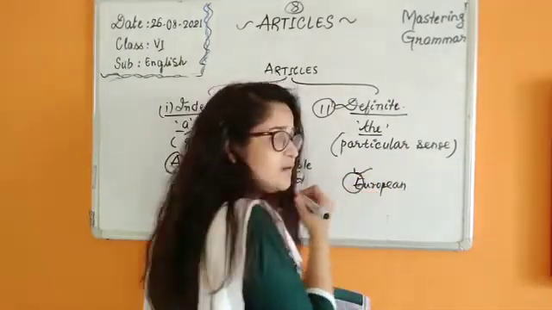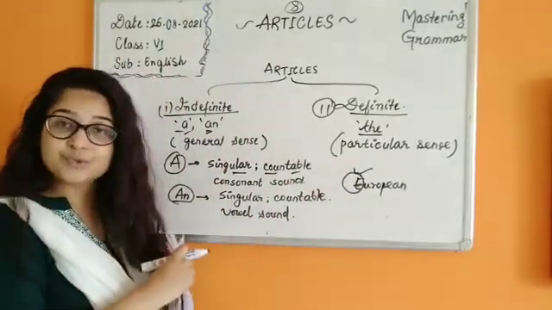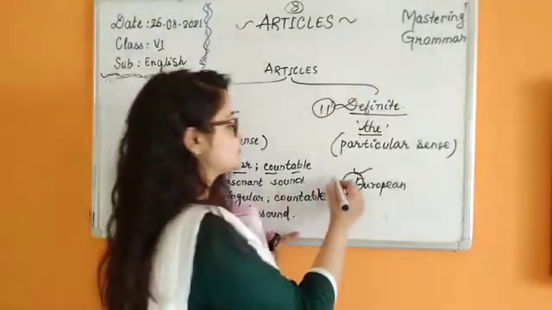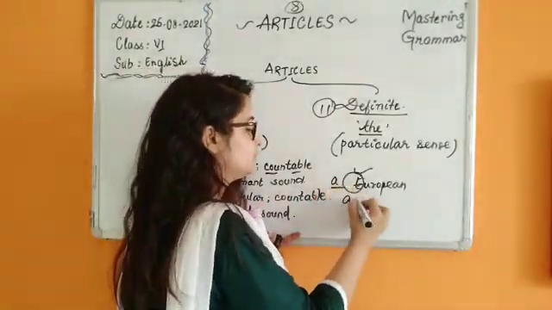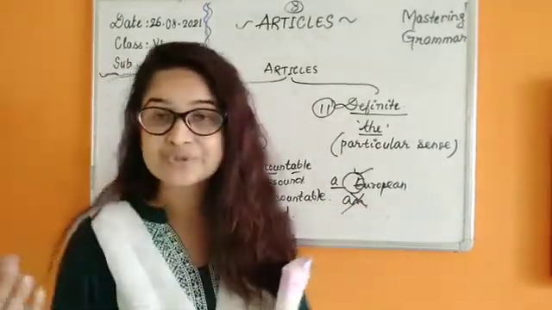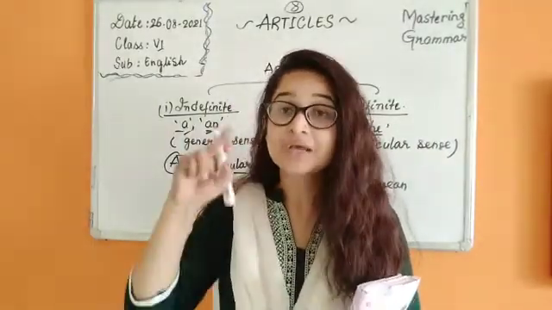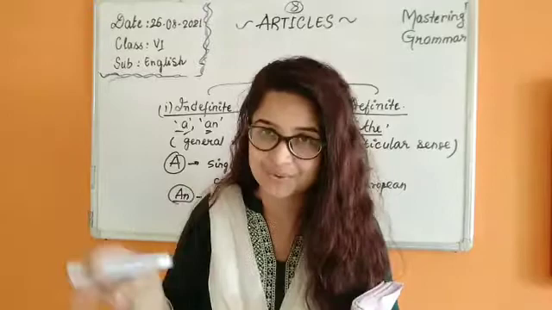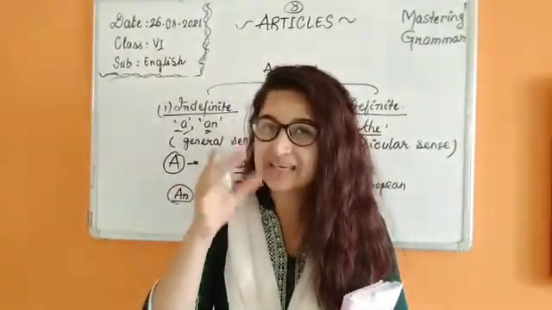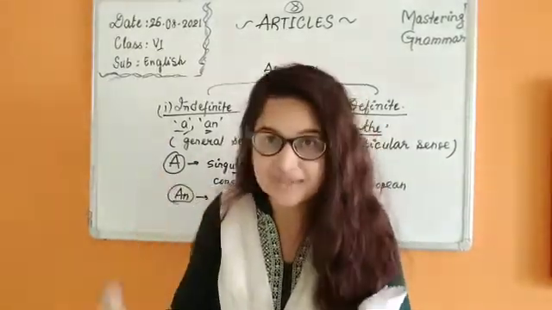So E is a vowel because we have learned in the English alphabet that A, E, I, O, U are vowels. So why are we going to use a here and not an? Yes, children, we are not going to use an because the sound produced by the pronunciation of the word European is the 'yu' sound, okay, U sound and not E sound. We are not saying 'Eu-ropean', we are saying 'Yu-ropean'. So 'yu' is a consonant sound, right?